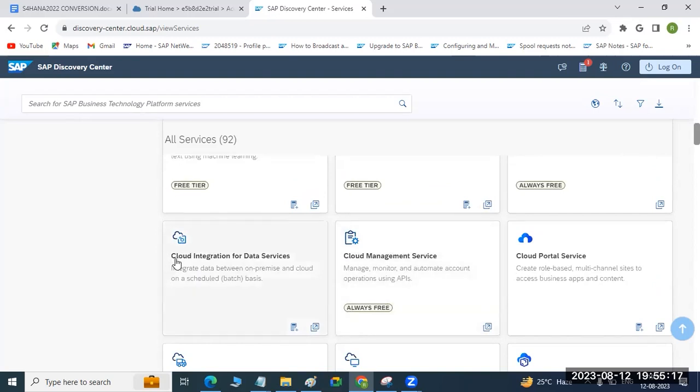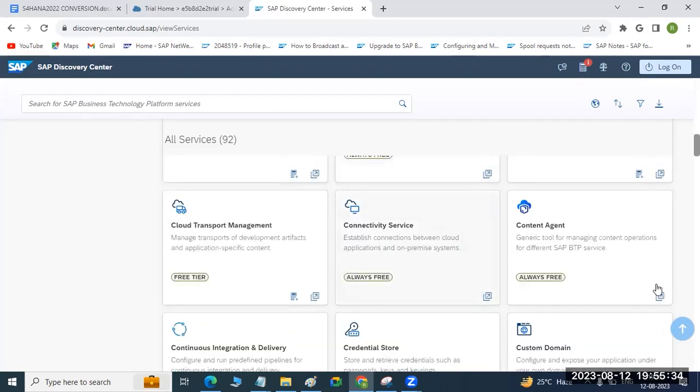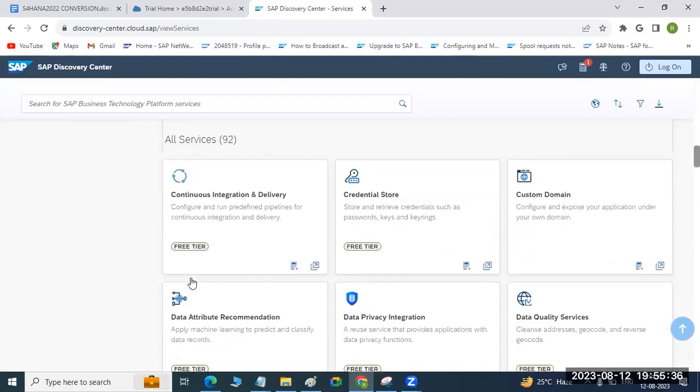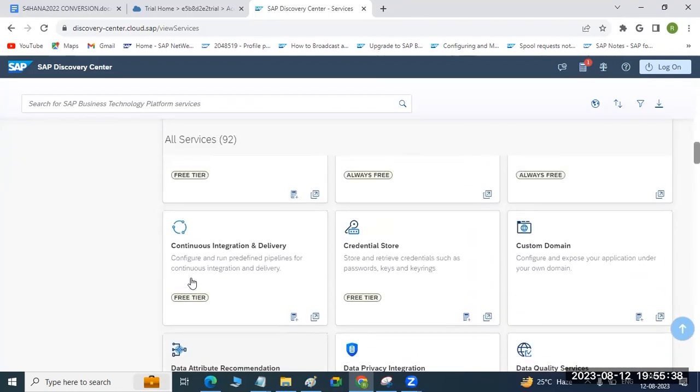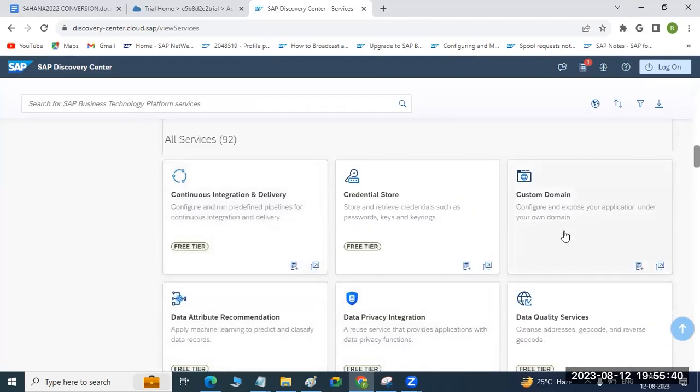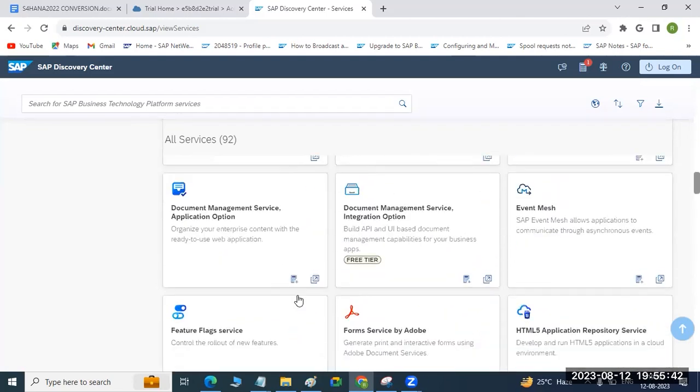For example, the cloud integration for data services, integrating data between your on-premises system and the cloud on a schedule, is not free. Why? Because if it is free, they will mention it with a symbol like free tier or always free. Free means you can use it, and they show how much you can use. Custom domain also you can use. All these services you can use.